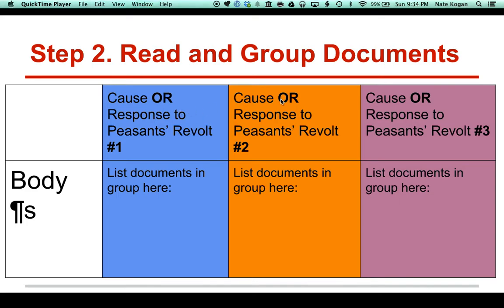We're looking for causes and responses, and then in the column below we can list the documents that we'll use and maybe make some brief notes about what we'll do with those. So then we can get into the documents. Now that we have in mind the things we're looking for, we have an agenda for our reading, we can look at the documents themselves.